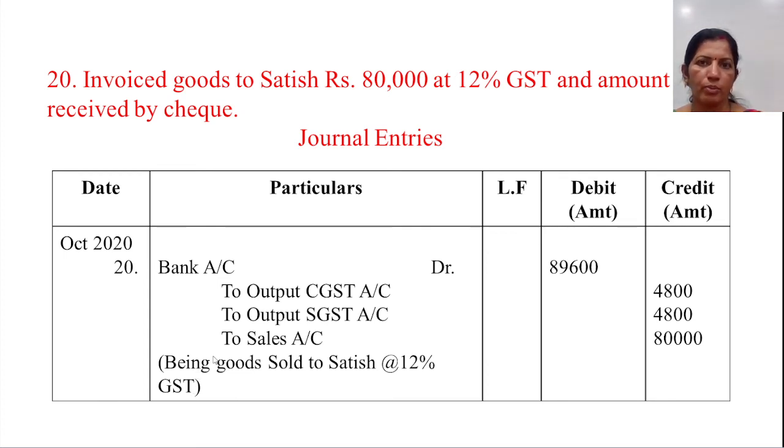Understand? I hope all of you understand the concept of GST and how to calculate the GST values. 12% GST is the total figure given, so 50% goes to central and 50% to state. While calculating, take 6% of 80,000 for central and 6% of 80,000 for state. And this is the GST on sales. Sales is our income, that's why this GST is also credited.